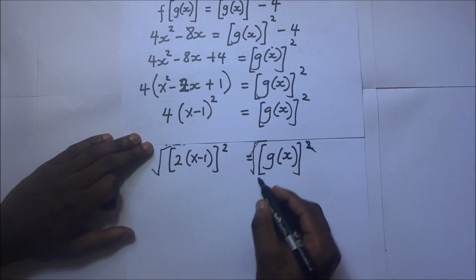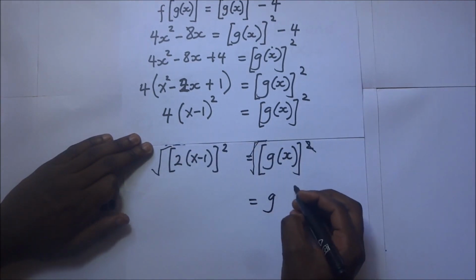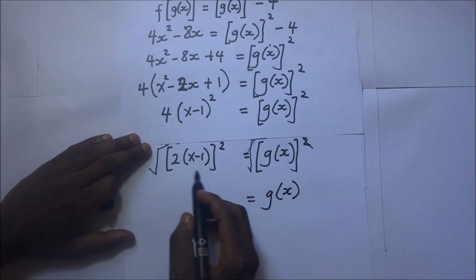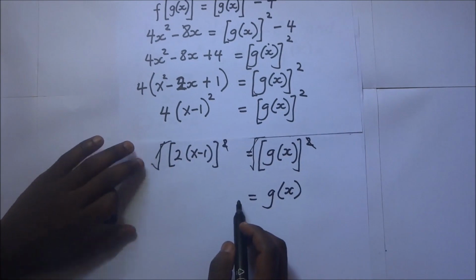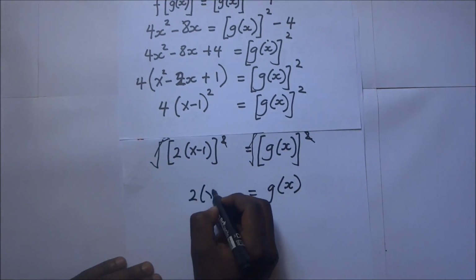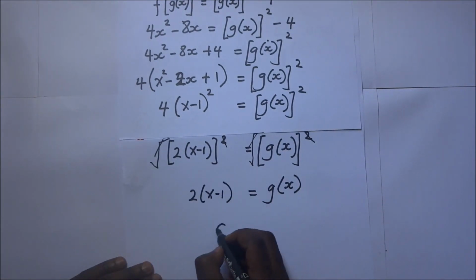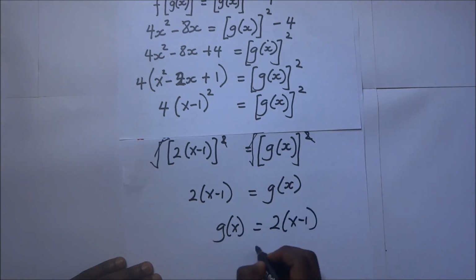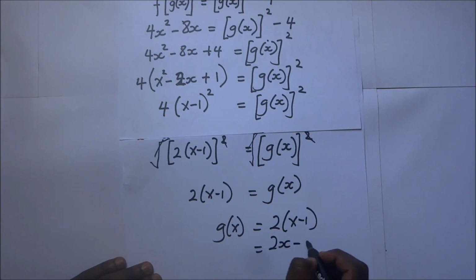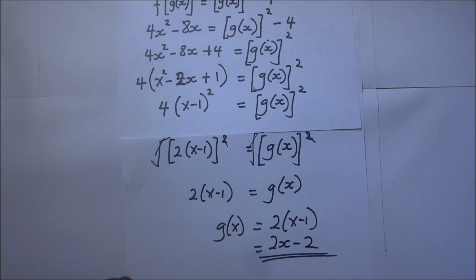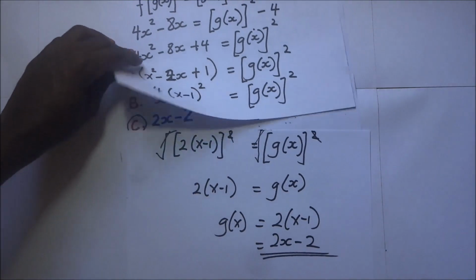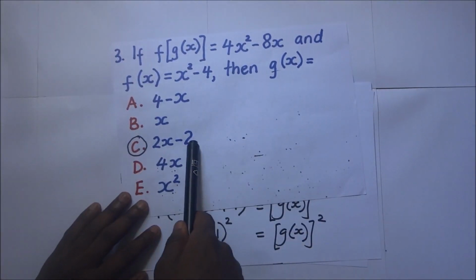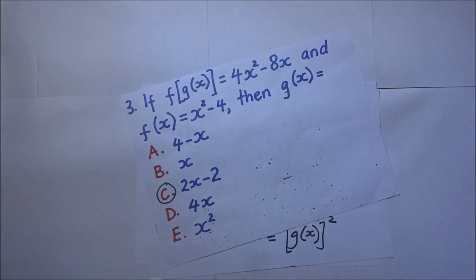This square root sign cancels with that square. You remain with g of x on this side, and of course the square root sign cancels with the square on the other. We remain with 2 into x minus 1, and this means that g of x is equal to 2 into x minus 1, which is the same as 2x minus 2. And if you look into our answers, 2x minus 2 is C. That is the right answer. So that's the second way of looking at this.